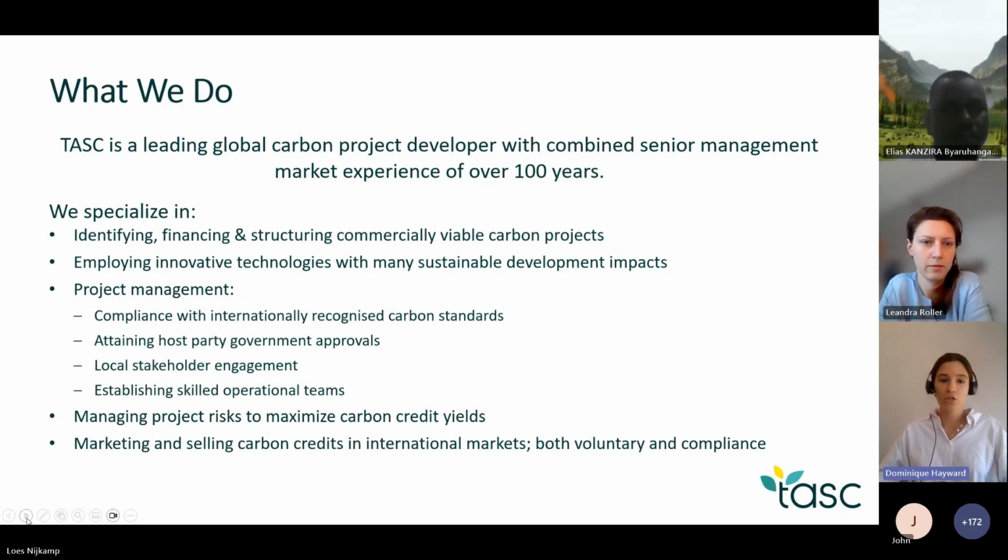And a few things that we specialize in, we really emphasize the full suite of implementation of carbon projects. So this is from sourcing funding, conducting feasibility studies, implementing projects, and then ensuring a very hands-on approach to the management of these projects. And then we also conduct all of the marketing and selling of the credits, both in voluntary and compliance markets.